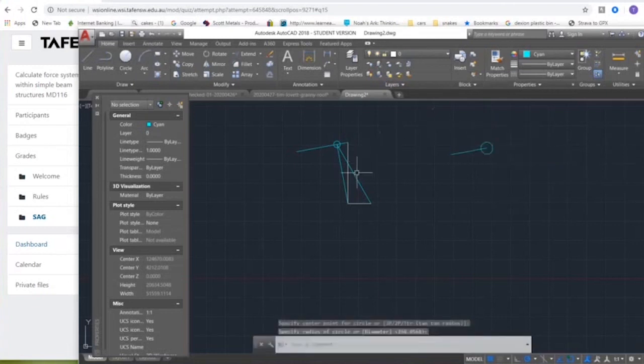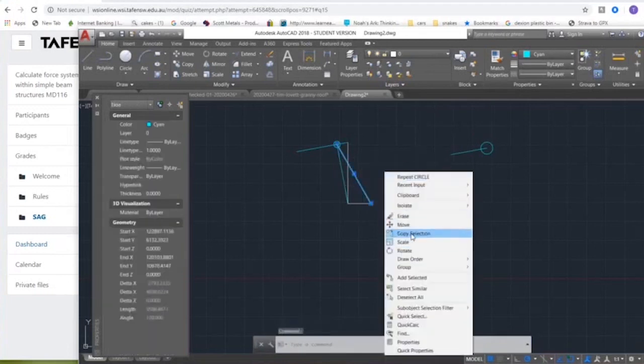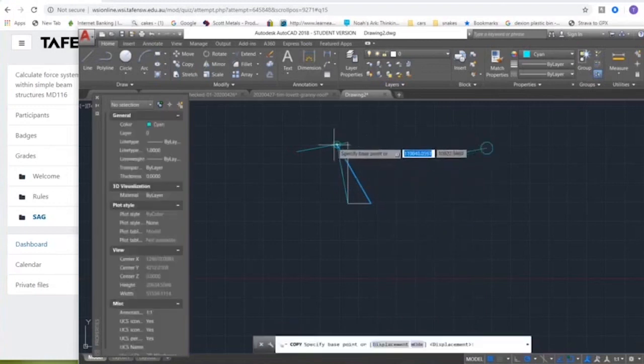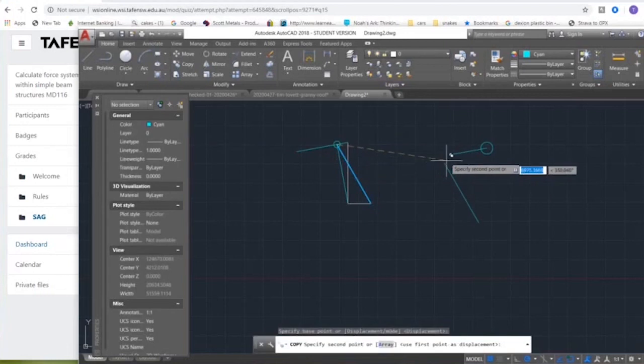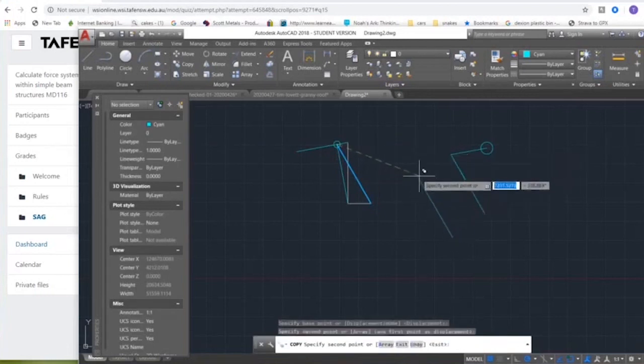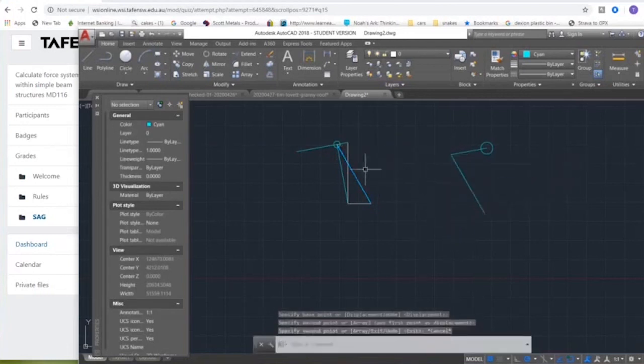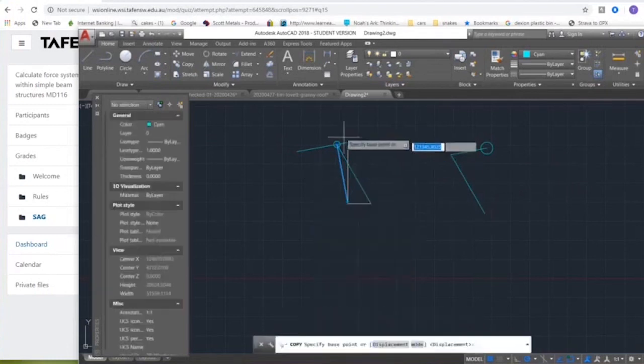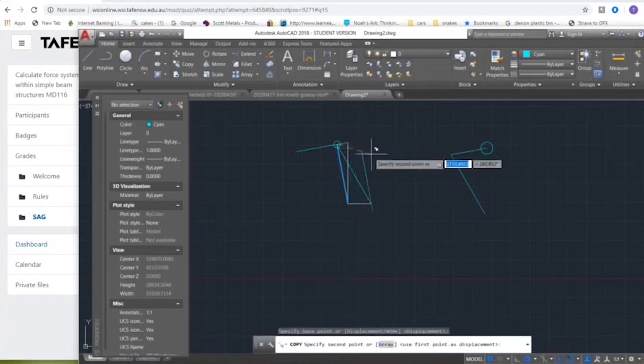All right, now we have two forces left, that one and that one. So I can copy one of these over. Doesn't really matter which way you put it. On one end. The other force. Copy selection.